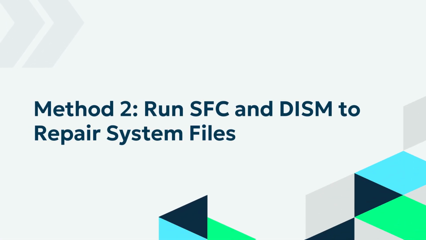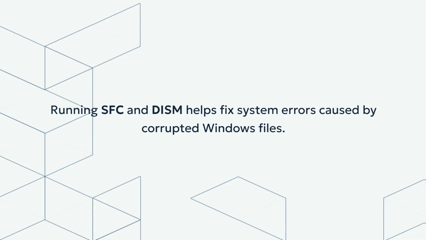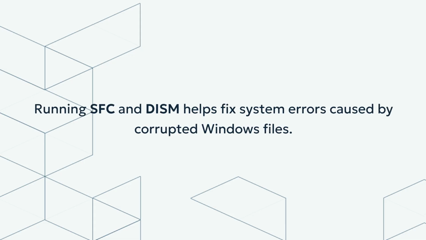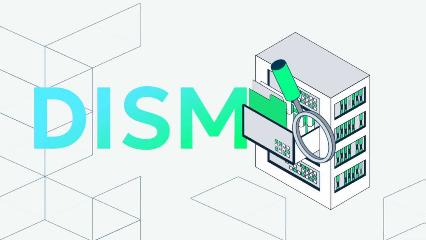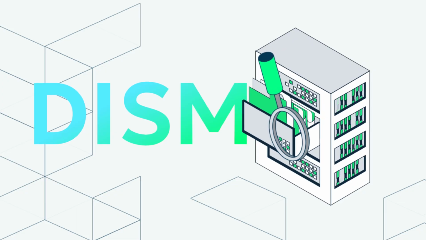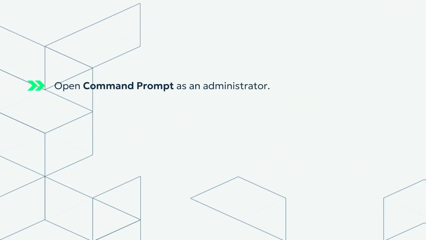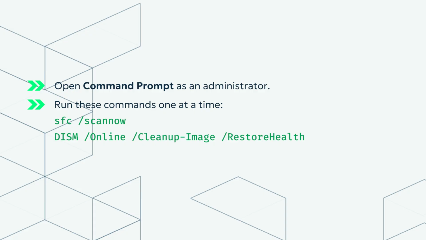Method 2. Run SFC and DISM to repair system files. Running SFC and DISM helps fix system errors caused by corrupted Windows files. SFC scans and replaces damaged or missing files, while DISM repairs the system image used by SFC. Open Command Prompt as administrator. Run these commands one at a time. SFC /scannow, DISM /online /cleanup-image /restorehealth. Restart your PC when done.